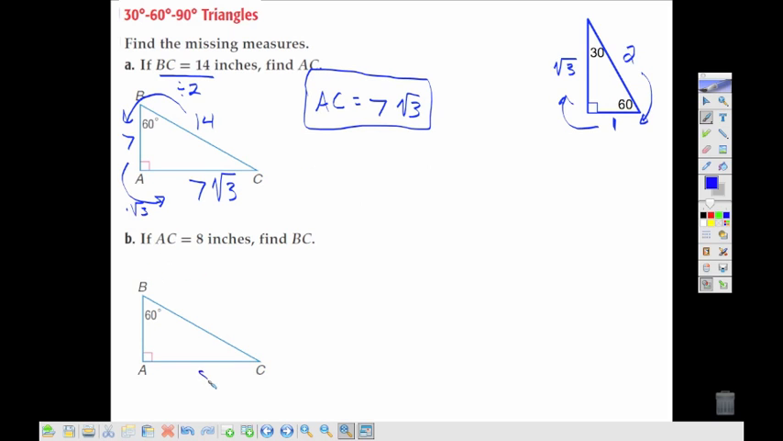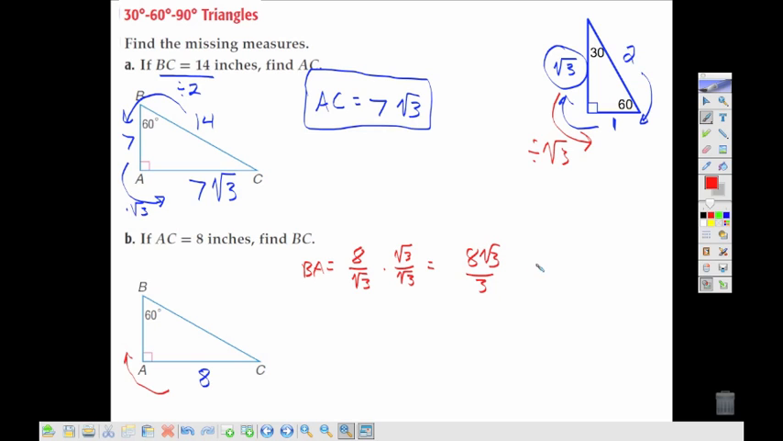For part B, we are given this time AC, which is this side here, 8. And so if I'm going back this time, we notice that right now we're at the square root of 3, so I need to be going in the other direction. I need to divide this by the square root of 3 here. So dividing by the square root of 3, that gives me that BA is equal to 8 divided by the square root of 3. If we want to rationalize our denominator, we'll get 8 square root of 3 over 3, or we could say that that is about 4.6.